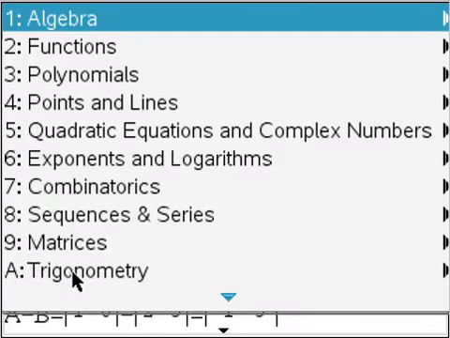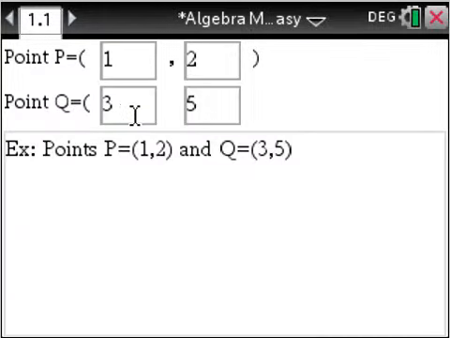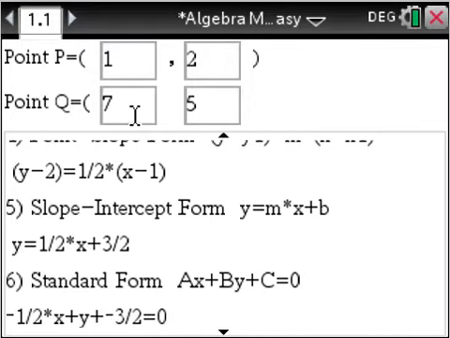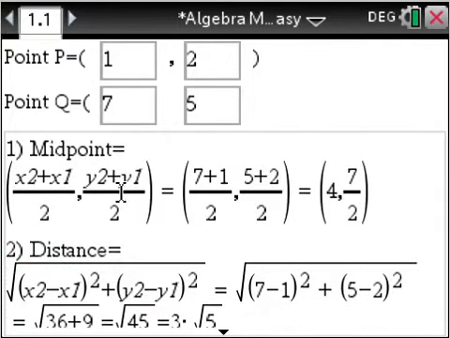Let's go back to the main menu. We have points and lines. Let's hit that. If you're given 2 points and you don't know how to find the distance or midpoint, we have the formulas right here. We plug in the information for you, and then we find the answer for you. This is step-by-step solving, so you can solve this for yourself and double check.